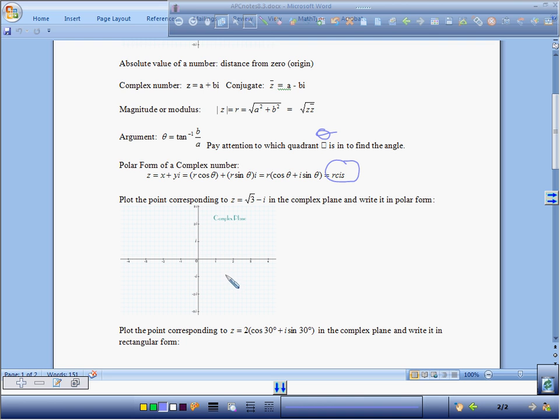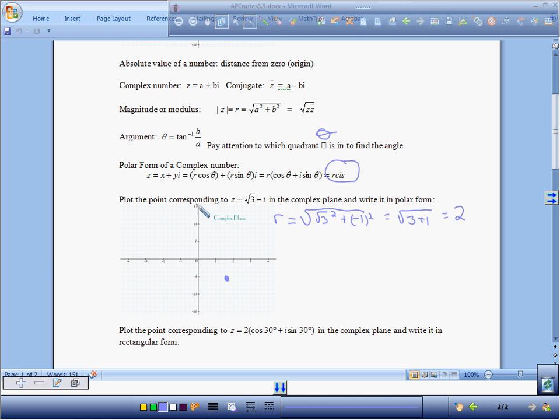So you would go down like that. So that's this point right there. Now to write it in polar form, first thing you have to do is find r. So r is the square root of 3 squared plus -1 quantity squared, which gives you 2, right? That's the square root of 3 plus 1, which is equal to 2. Okay? So that's r.